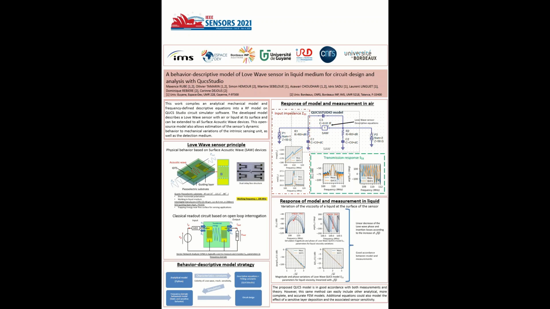Basically, by electrically interrogating the input transducer, we create an acoustic wave, which will propagate through the device. The acoustic wave then interacts with the medium at the surface of the device, and we will see its properties change following the mechanical characteristic variation of the medium. Then, the acoustic wave is converted into an electrical signal, which can be used to estimate the acoustic sensitivity.